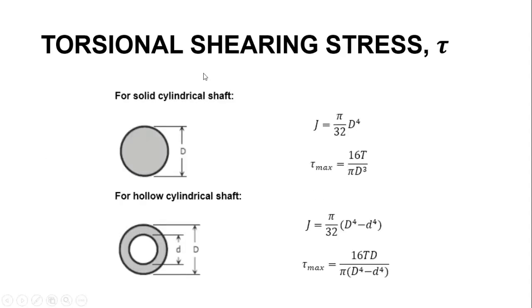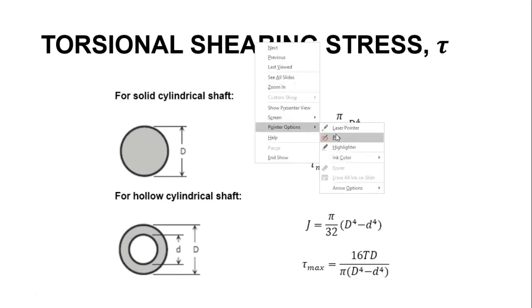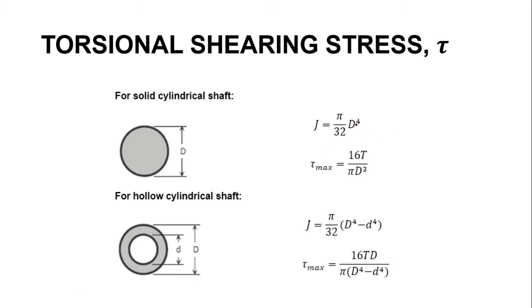So dito, para makuha natin yung polar moment of inertia for shearing stress, meron tayo dito formula na ginagamit. So kung mapapansin ninyo, napansin ko na meron akong typographical error doon sa learning module ninyo. So ito yun. I think D squared yung nailagay ko dyan, so dapat D to the 4. So for solid shaft with a diameter D, ang formula natin for polar moment of inertia is pi over 32 times D to the 4th.